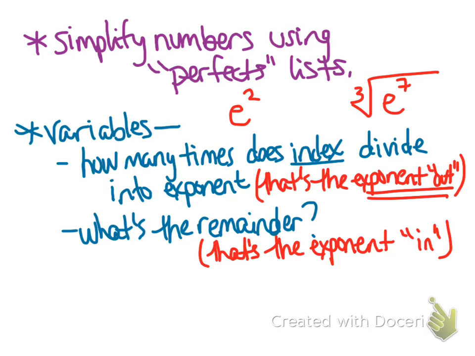And what's the remainder? When 3 divides into 7, what's the remainder? There's a remainder of 1. So I'm going to have a cubed root of e to the 1st left inside. And that's what I mean by the exponent that's left in.